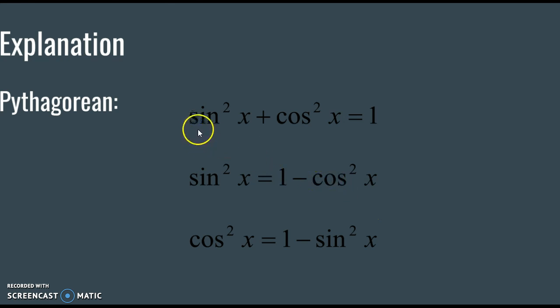So first off, we have sine squared x plus cosine squared x equals 1. And in order to get these two identities, you would have to either subtract sine squared x to the other side or subtract cosine squared x to the other side. So then once you have done that, you would get sine squared x equals 1 minus cosine squared x, or cosine squared x equals 1 minus sine squared x.